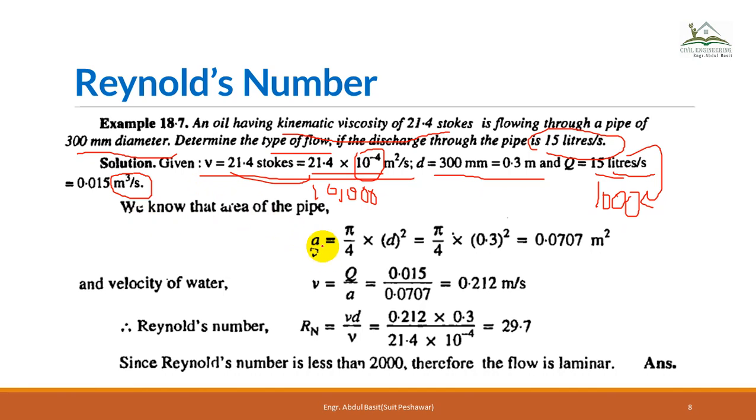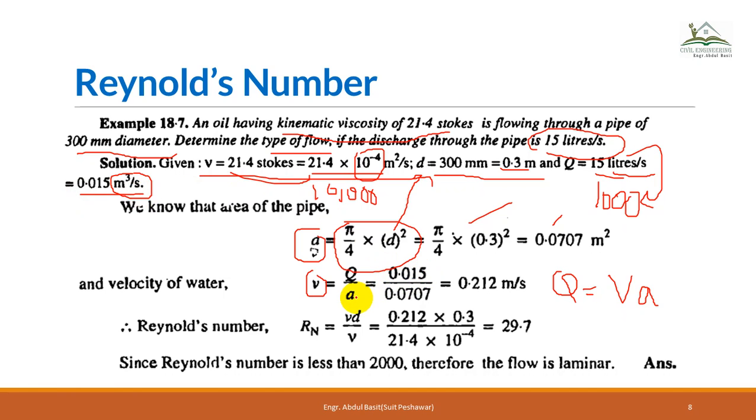For the solution, we should determine the area A first, because we need the velocity, not the discharge. The velocity can be determined from discharge using the continuity equation: discharge is equal to velocity into area. If you want to find the velocity, divide discharge by area. The area of the circular pipe is determined by pi d square divided by 4. Here d is given as 300 millimeter, or 0.3 meters. Put it over here, and this will be the area for you. Now the discharge is 0.015 meter cube per second.